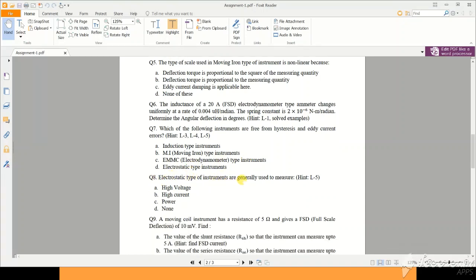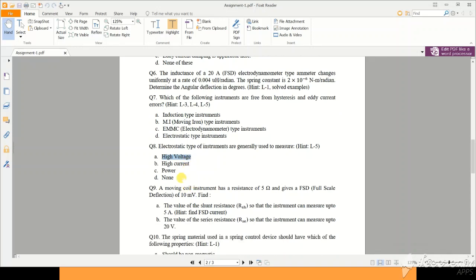Electrostatic type of instruments are generally used to measure, question number 8. Many of you have written A, high voltage, and many of you have written C, power, but it is actually high voltage. The most common instrument is the electrostatic voltmeter, because it measures voltage. It is given in lecture number 5, I have underlined it. It can measure some low power, but it is generally used to measure voltages of high range, greater than 500 volt, like that.